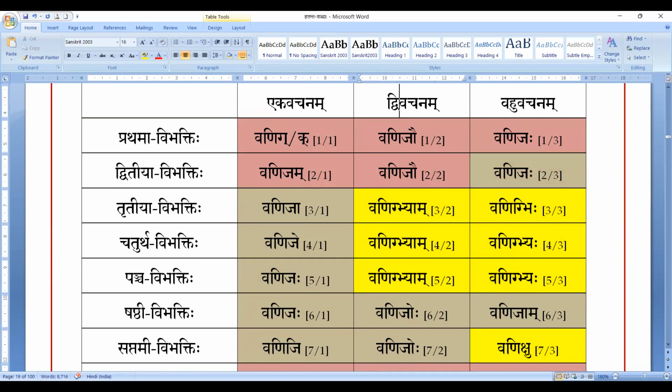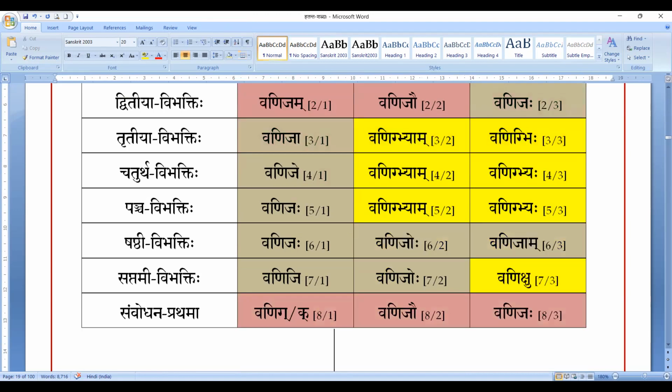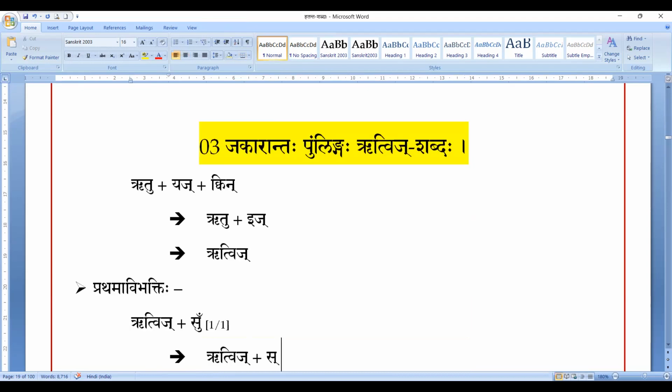Ritvik declension forms: Ritvijau, Ritvigbhyam, Ritvigbhih, Ritvije, Ritvigbhyah, Ritvijah, Ritvijoh, Ritvijam, Ritviji, Ritvikshu, and the vocative Hey Ritvik, Hey Ritvijau, Hey Ritvijah. So you can do this for Ritvija also.